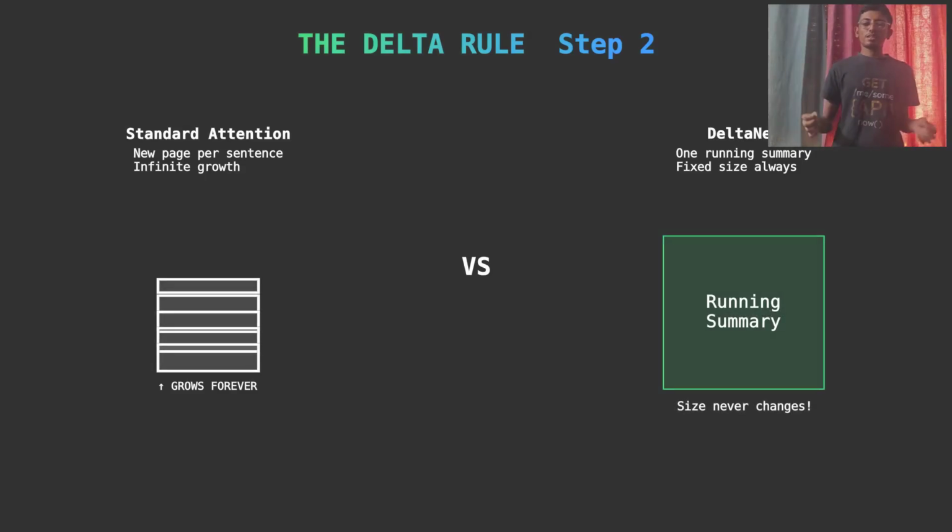DeltaNet is the great student. So that thing keeps one page of running summary notes. Here's something new, update the summary. Don't add a page. Old info that is no longer relevant gets gently overwritten. Memory stays fixed size no matter how long the lecture.